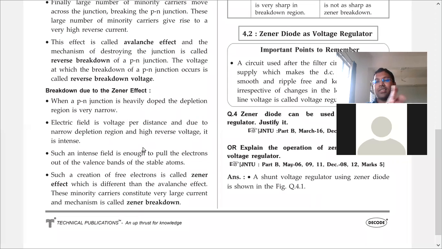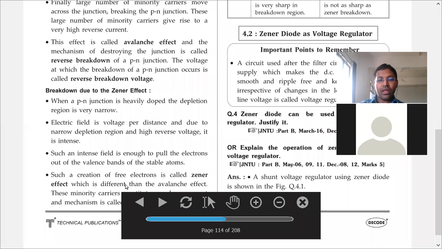So what is the Zener effect? When you gradually increase the reverse voltage, at one point the electric field intensity becomes sufficiently high, and that high electric field intensity will pull out the electrons from the atom, right? Because of that, a large number of charge carriers are generated. A large number of charge carriers means large current. This effect is known as the Zener effect.